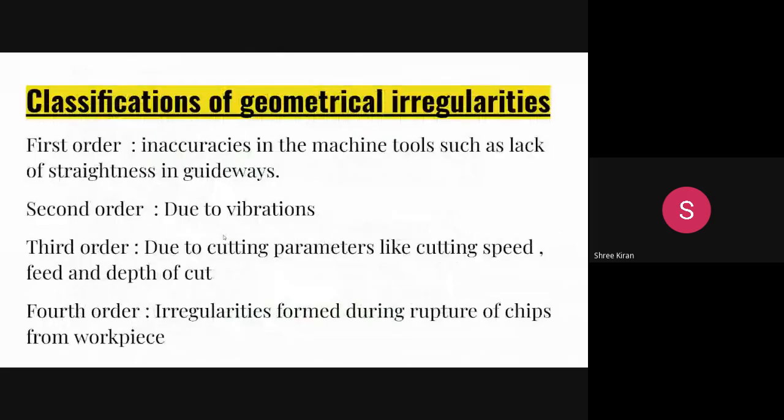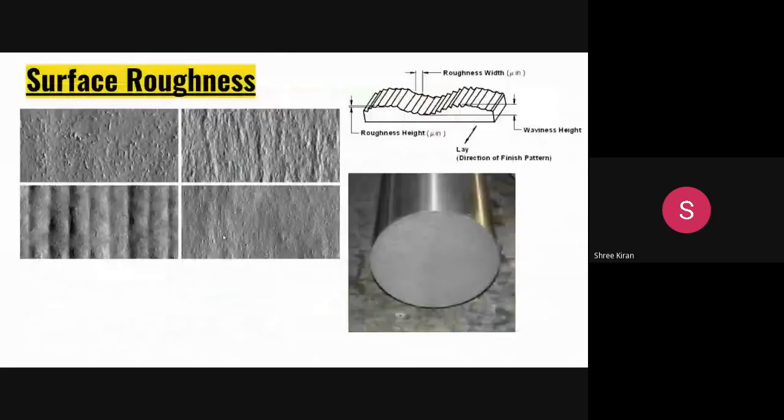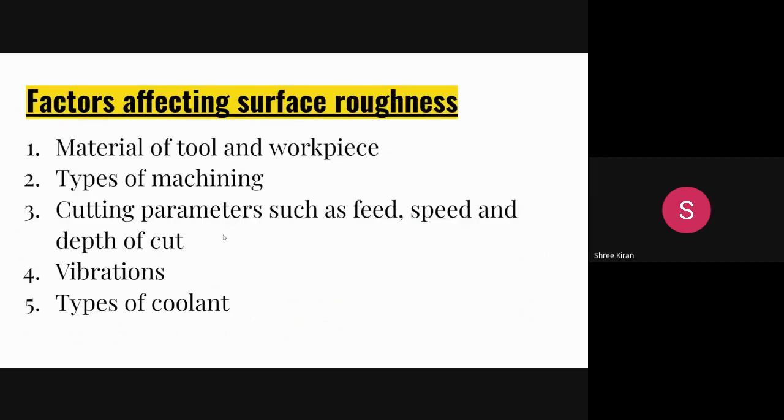Then, in order to have an example, we can say what a surface reference is. So this is the surface reference, like the reference of the wave height, the reference height, everything comes into play. So the factors affecting surface roughness are the material of the tool and workpiece, types of machining, then cutting parameters such as speed and depth of cut, vibrations, and types of coolant.